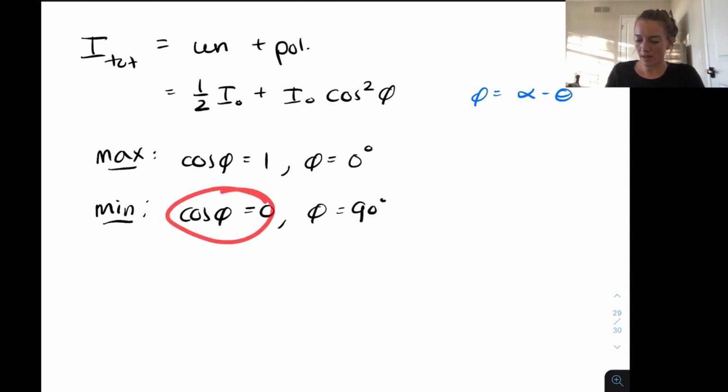The reason why the minimum wasn't -1, why we said 0 instead of -1, is because we're squaring the cosine. If we had said that a minimum was when cosine phi was equal to -1, that would actually correspond to a maximum, because when we square -1, we obviously get 1 again. So the minimum is when cosine of phi is 0, not -1.